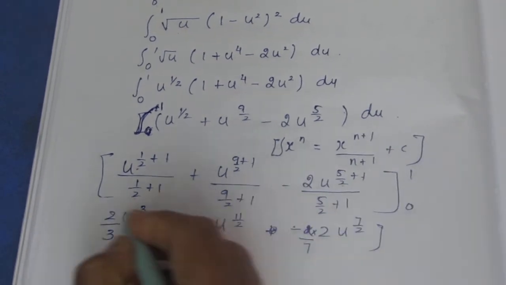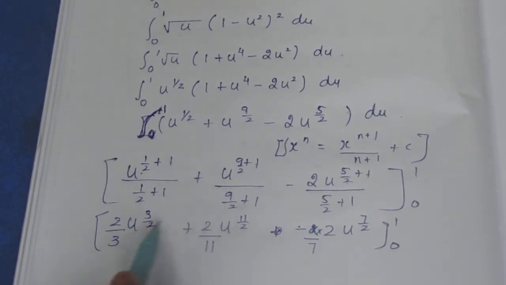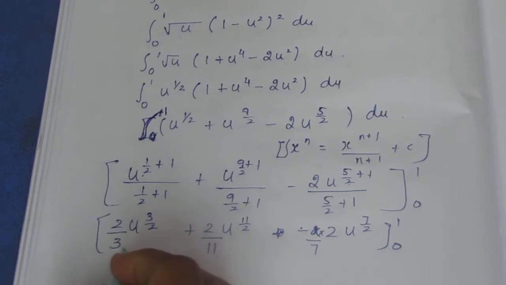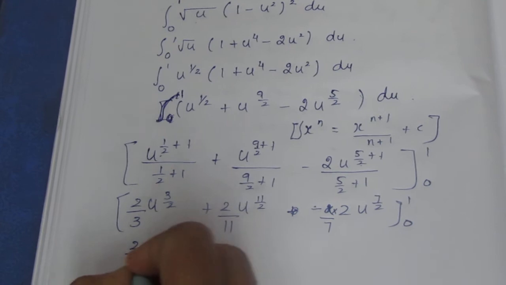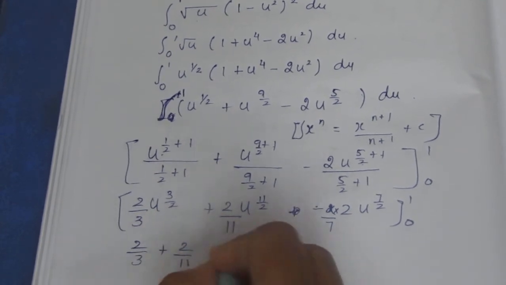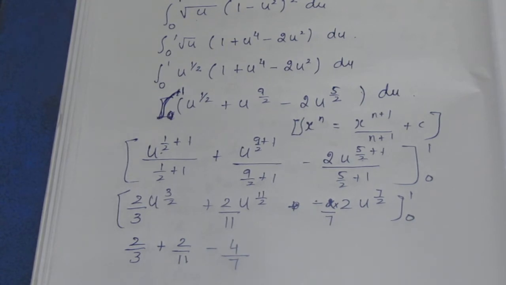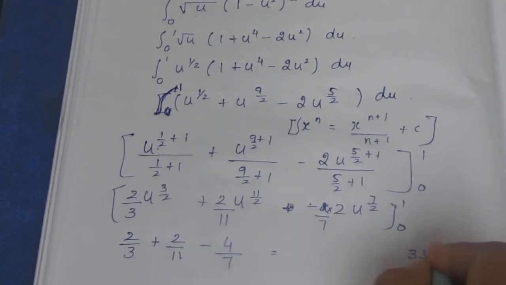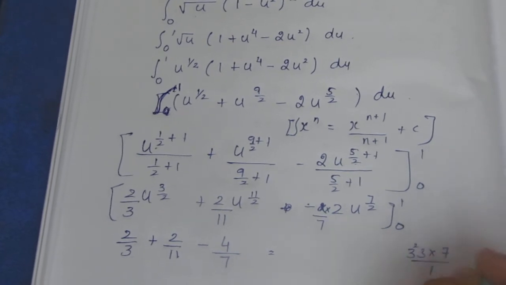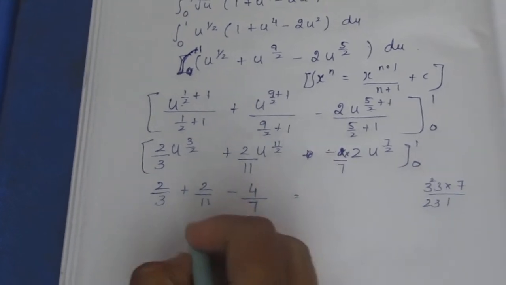Now substituting the 1 value and the 0 value. For the 1 value, everything will become 1, so 1 power any number will be 1. So the coefficients will be alone. So it becomes 2 by 3 plus 2 by 11 minus 2 twos are 4 by 7. Taking the LCM, the LCM here is 33 into 7, 231. So 231 will be your LCM.